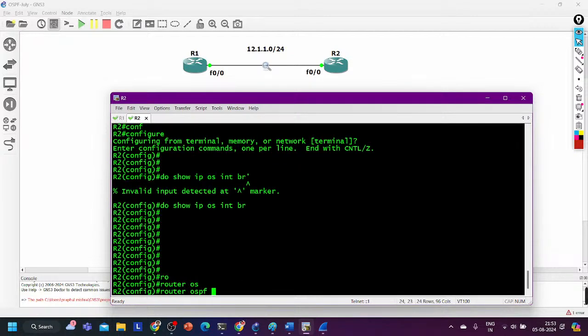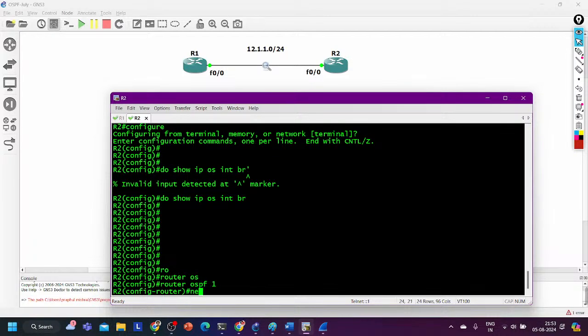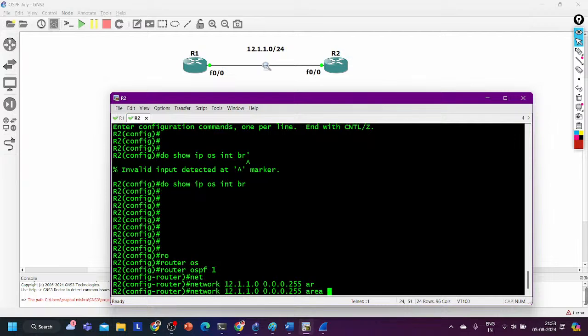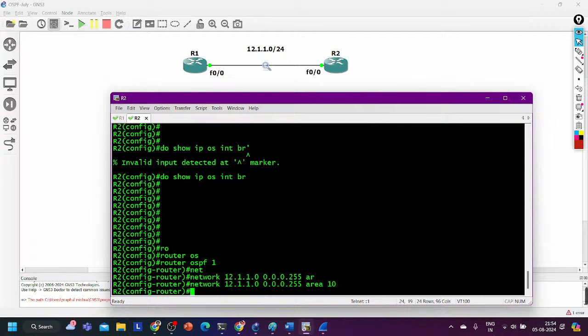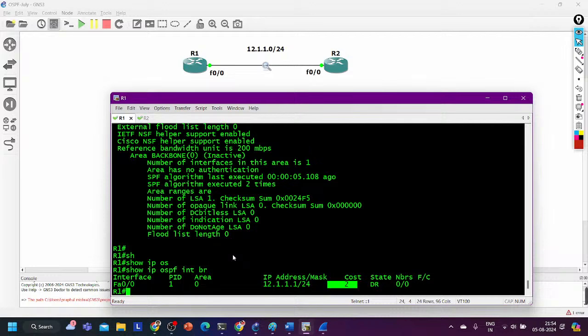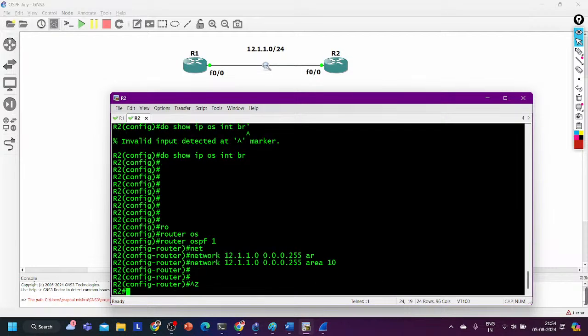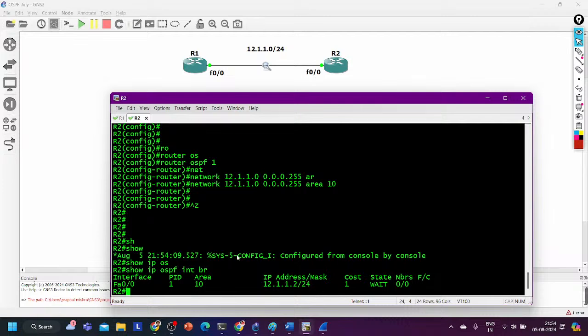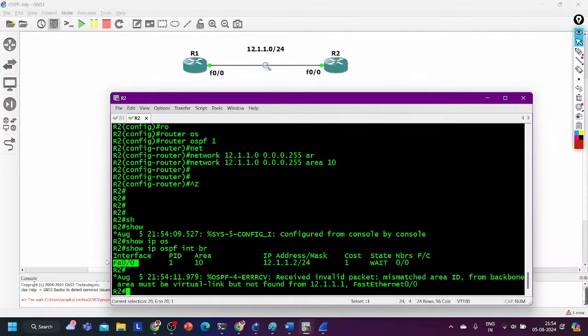So router OSPF 1 and then network. Which network? 12.1.1.0 with wildcard mask 0.0.0.255, and as I told you, the area should match to form a neighbor. So if I configure area 10 here, will OSPF neighborship come up? No. On router number 2, show IP OSPF interface brief. Yes, OSPF is enabled on F0/0.